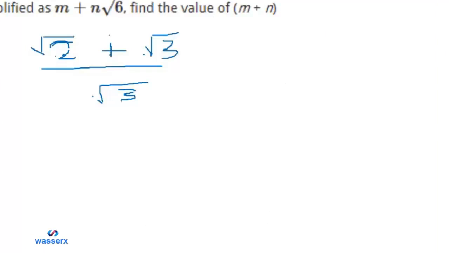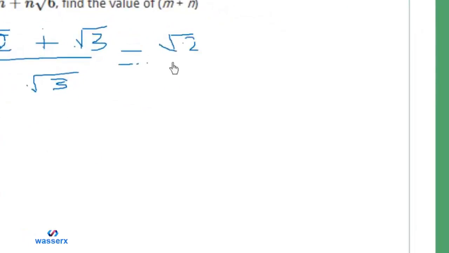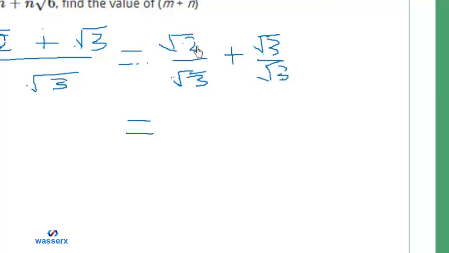If root 2 plus root 3 over root 3 is simplified as m plus n root 6, find the value of m plus n. So we share the denominator, so we are going to get root 2 over root 3 plus root 3 over root 3. Now we know root 3 over root 3 will give us 1, so we are going to get 1 plus root 2 over root 3.